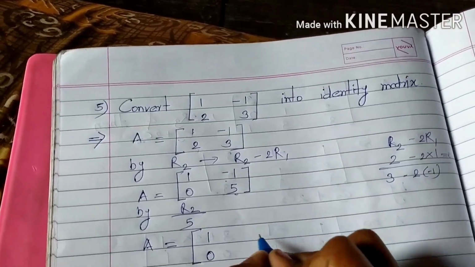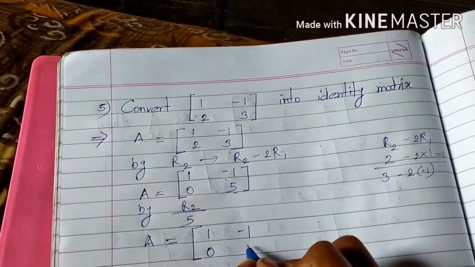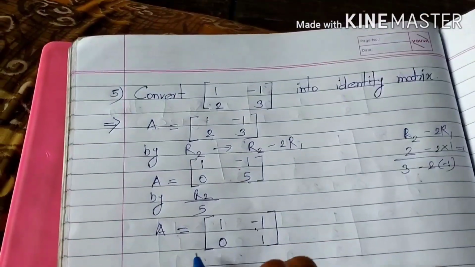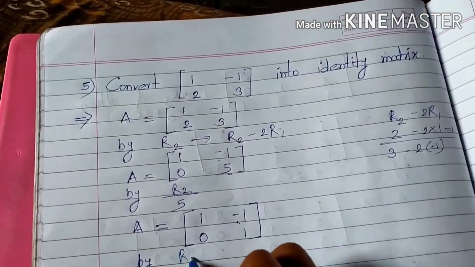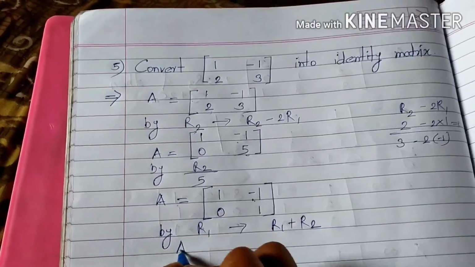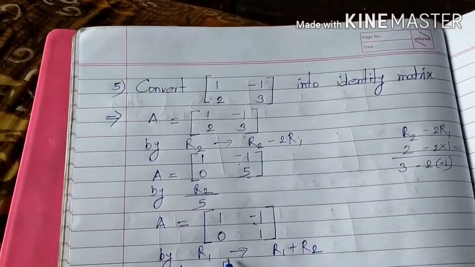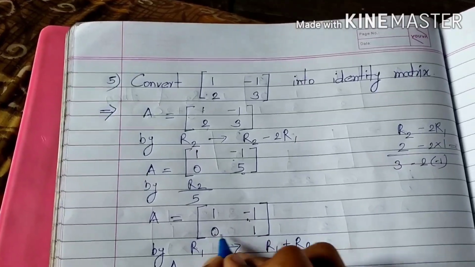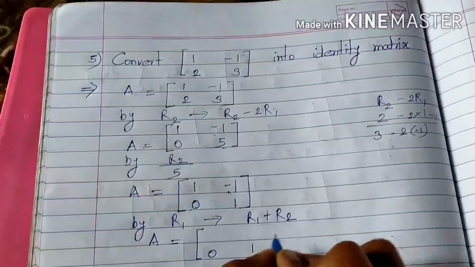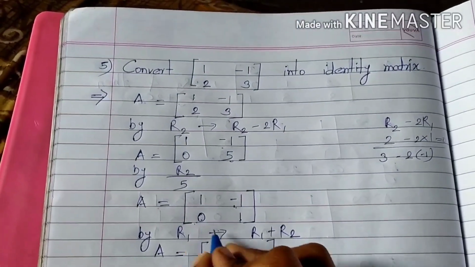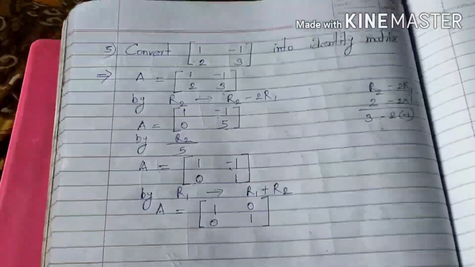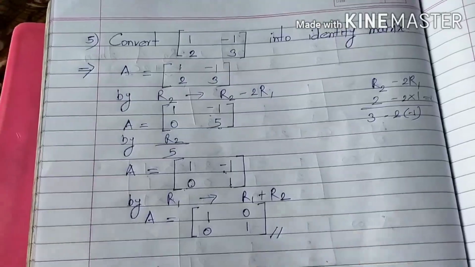Therefore minus 1, 5 divided by 5 is 1, and here we want 0. So take last operation by R1 changes to R1 plus R2. So A is equal to, here R2 is never changed, that's why keep it as it is. And 1 plus 0 is 1, minus 1 plus 0 is 0. So it is your identity matrix.